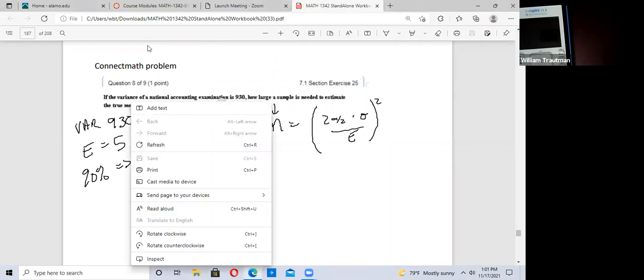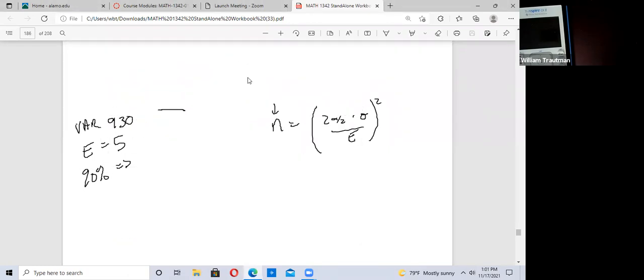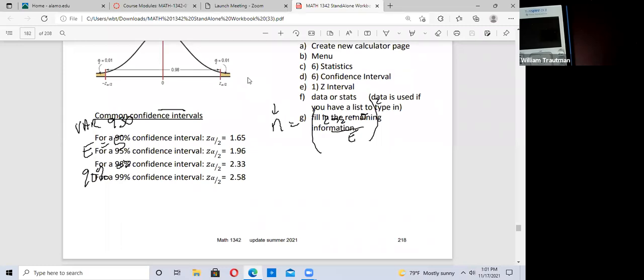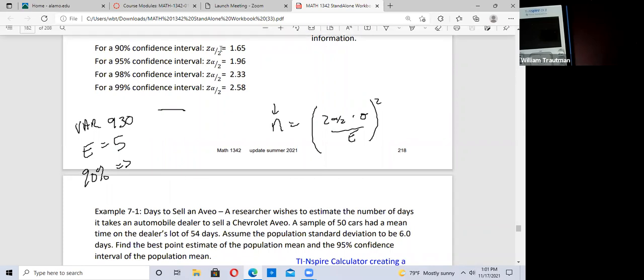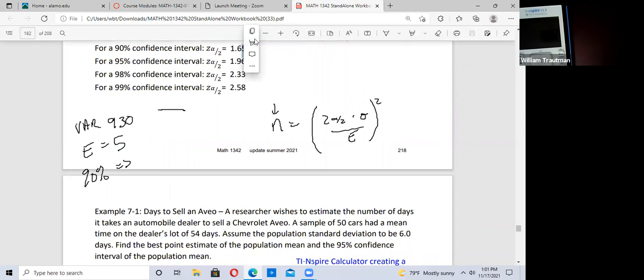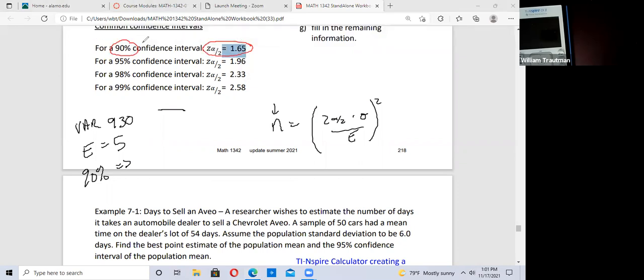So if we go back up to the most common and look at the 90%, 90% is 1.65, if you see that there. Right here. 90% is 1.65. So in our problem, I'm going to put 1.65 here. Our margin of error was 5. I'm going to put a 5 here. And we have to fill in this spot. Let me go back down.